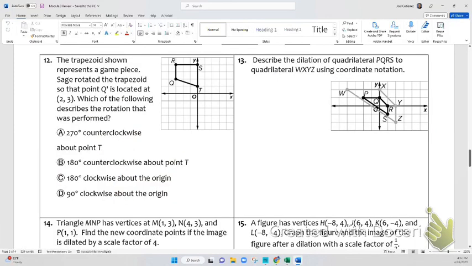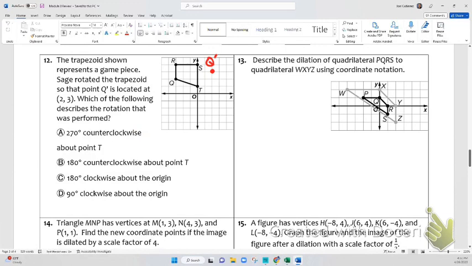All right, for number 12, they gave us a trapezoid, and they want to know, if we rotated Q prime, it's now at 2, 3. So if I go to my coordinate grid and go right 2, up 3, this is my new Q prime. They want to know what type of rotation happened. If we go through these, you'll notice that if it went to the right, that's clockwise. If it went to the left, it's counterclockwise.